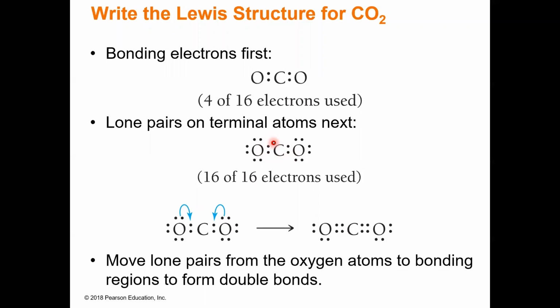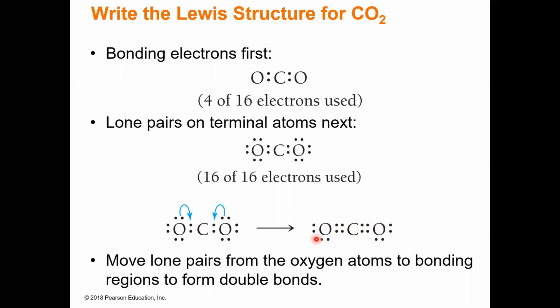So what happens is that each of our oxygens will donate one of its lone pairs to form a bond. So one of these lone pairs will form a bond between the oxygen and carbon here, and one of these lone pairs for this oxygen will be used to form a bond between the carbon and the oxygen here. So at the end, we see that we actually have a double bond between our carbon and oxygen here, and another double bond between the carbon and oxygen here.